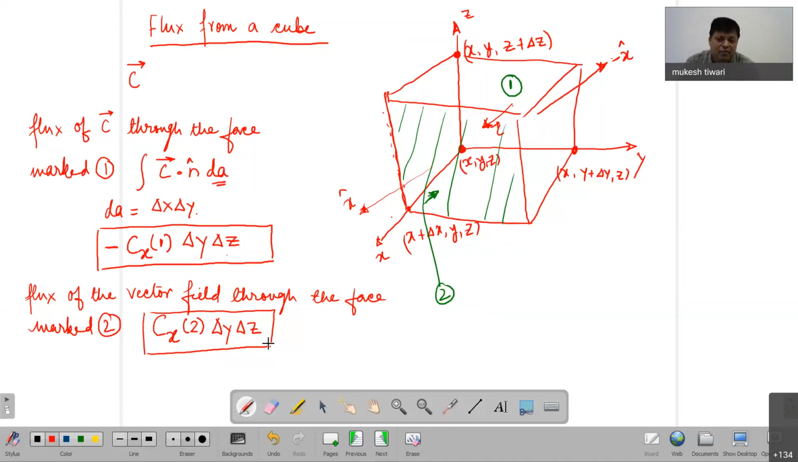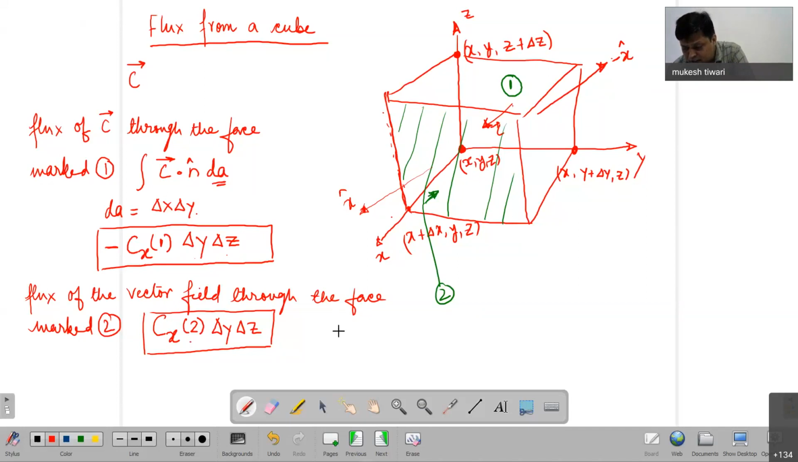Right now, what we have done is we have taken 2 opposite faces on which the x value remains the same, and we have computed. So on the second surface, we have the x component of the vector field, the value on the second surface, whatever that is, multiplied by the area.